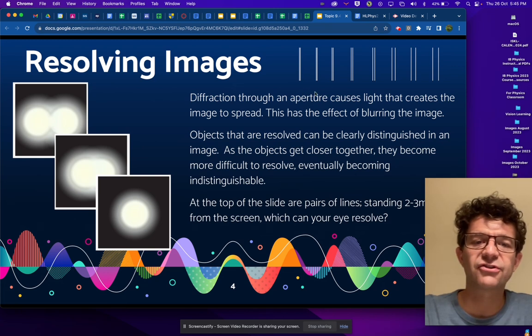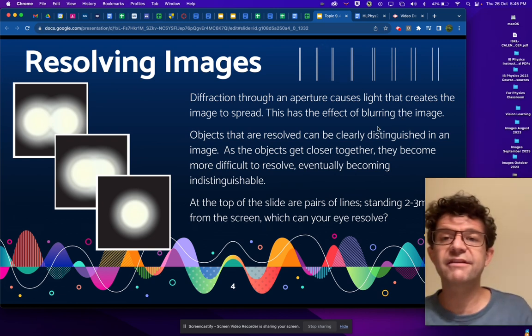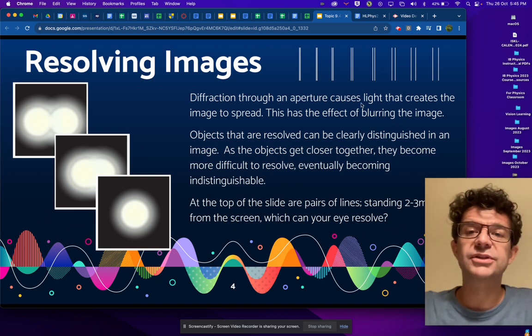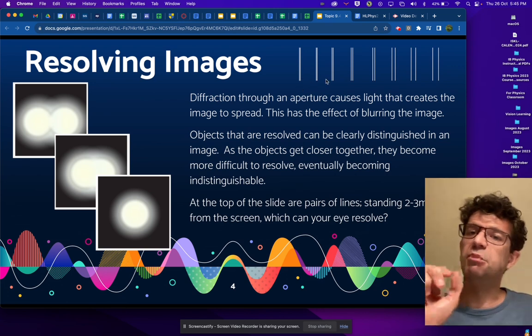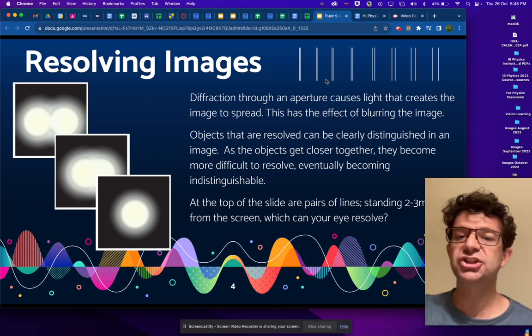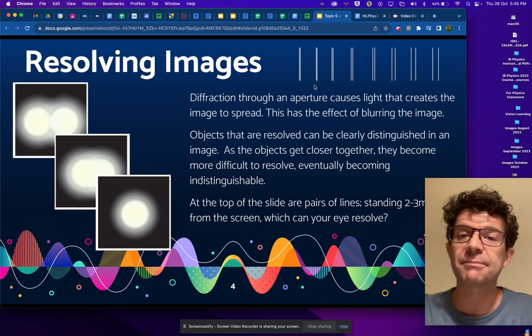Here at the top of the screen, I've got several pairs of lines. The lines are all exactly the same size, but you'll notice that if you're standing far away from the screen, you won't be able to distinguish them at some point. The size of the lines and the diffraction that occurs with your eye causes them to broaden out so much that they essentially overlap. And your eye and your brain can't tell them apart as two separate lines.